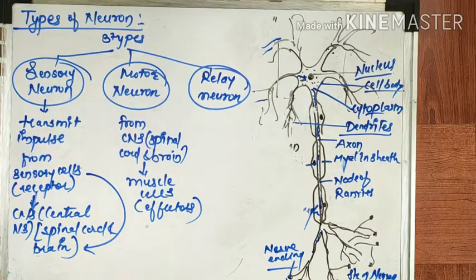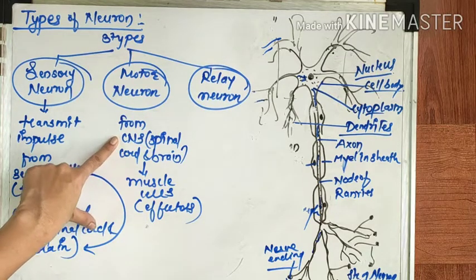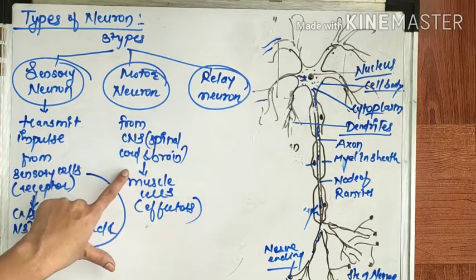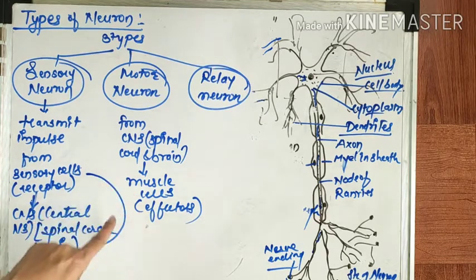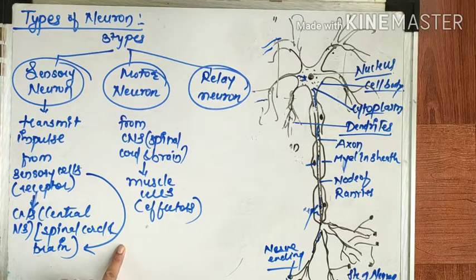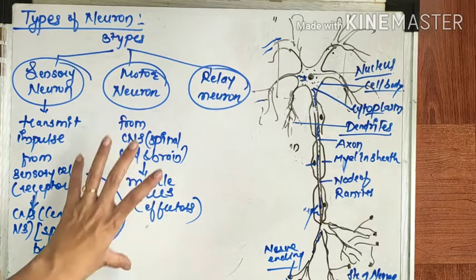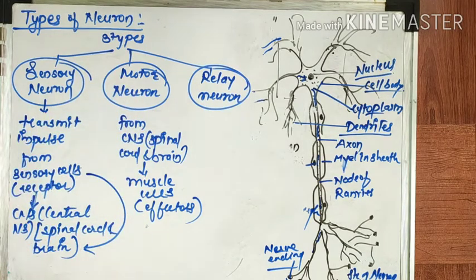It carries the nerve impulse from the central nervous system, from the brain and spinal cord, and transmits it towards the muscle cells. These are the effector organs, that is, all muscles and glands. That is called a motor neuron. Then what about relay neurons?